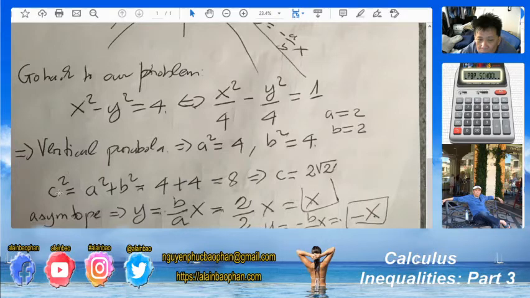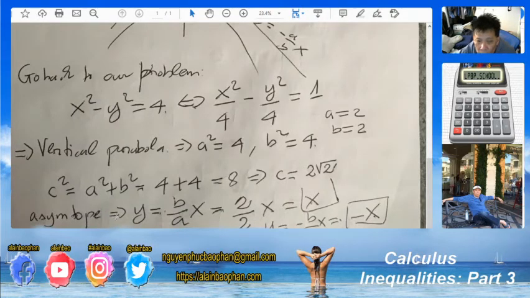c squared equals a squared plus b squared. So a squared is 4 and b squared is 4, 4 plus 4 is 8, and then you take the square root, so c will equal plus or minus, I think I missed that, the square root of 8 is 2 square root of 2, so plus or minus 2 square root of 2.